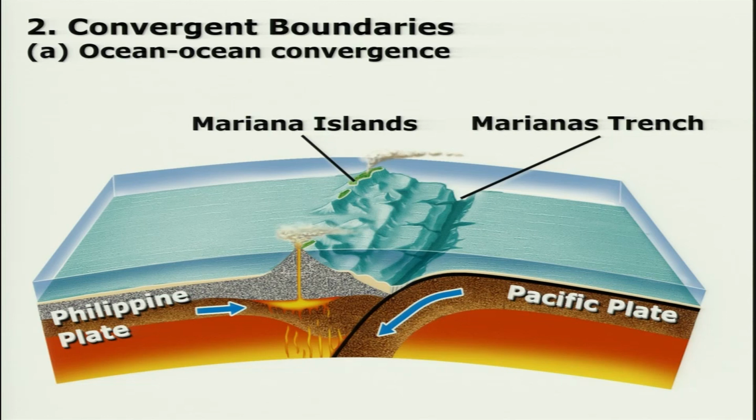Then the prominent feature which will develop between two plates, mainly during convergent boundaries, is the trench, and one of the best examples that exists between the Pacific plate and the Philippine plate is the Mariana Trench, and the depth of this is almost around 11,035 meters.